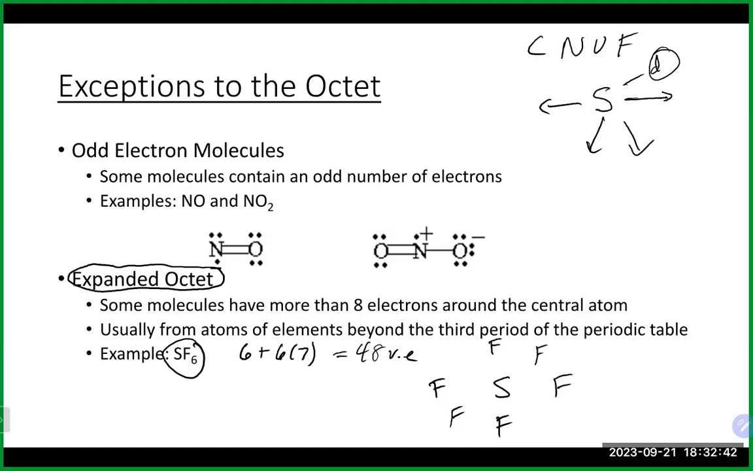So we still do the same procedure that we normally do when we draw this. We're gonna do a single bond to everybody. So that's 2, 4, 6, 8, 10, 12 electrons. We still have a bunch more to go, which would be something like 36. They still go on the outside in pairs. So 2, 4, 6, 8, 10, 12, 14, 16, 18, 20, 22, 24, 26, 28, 30, 32, 34, and 36.